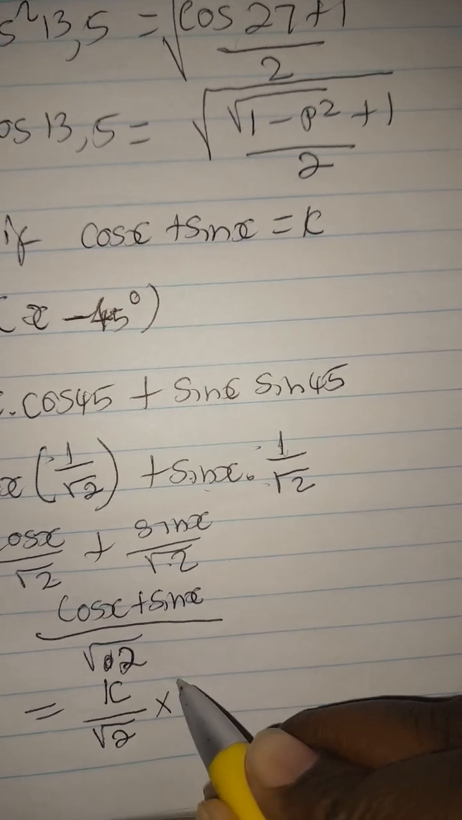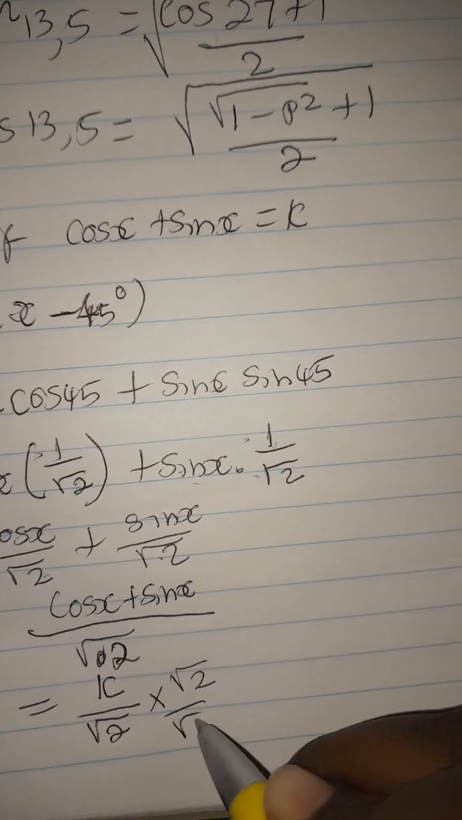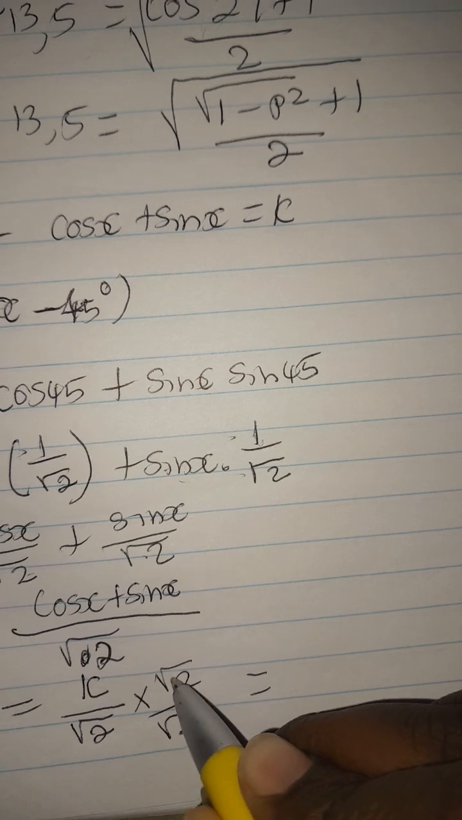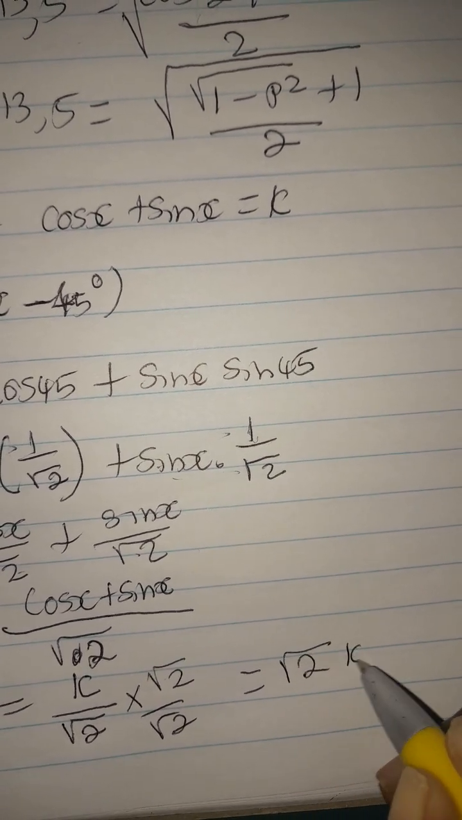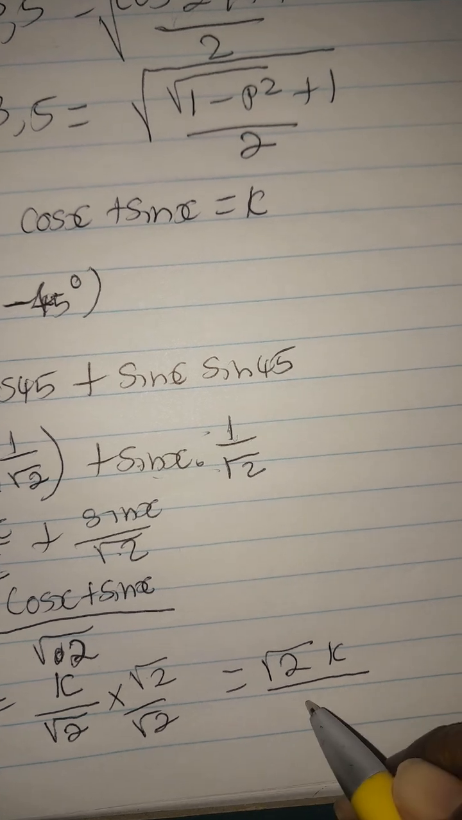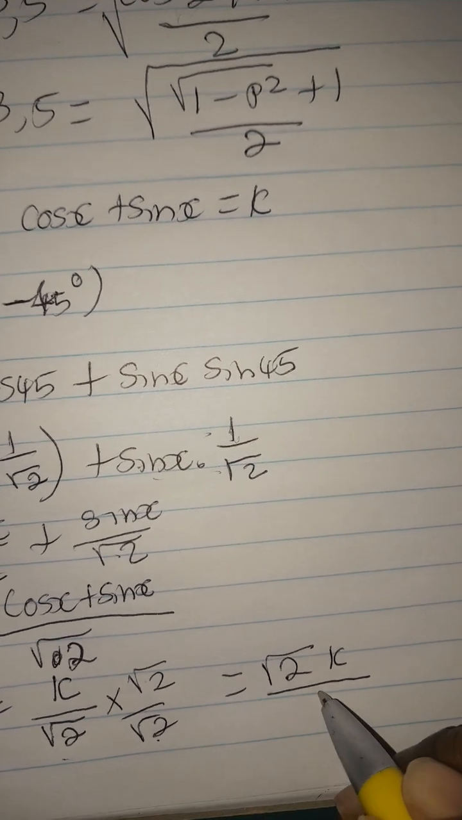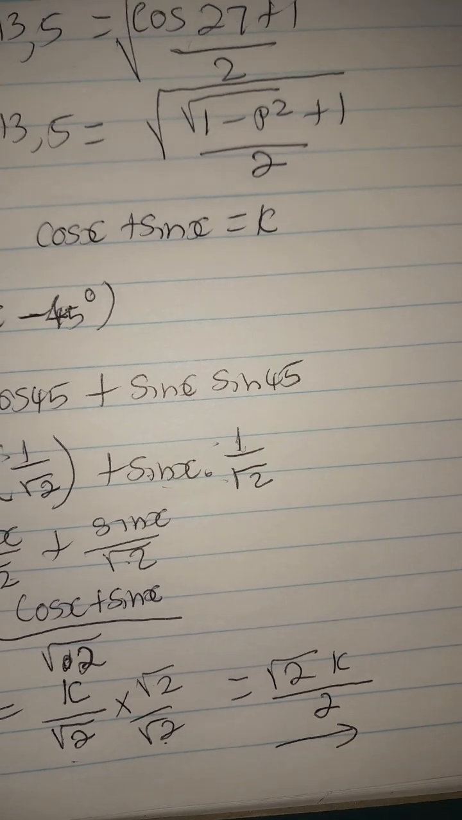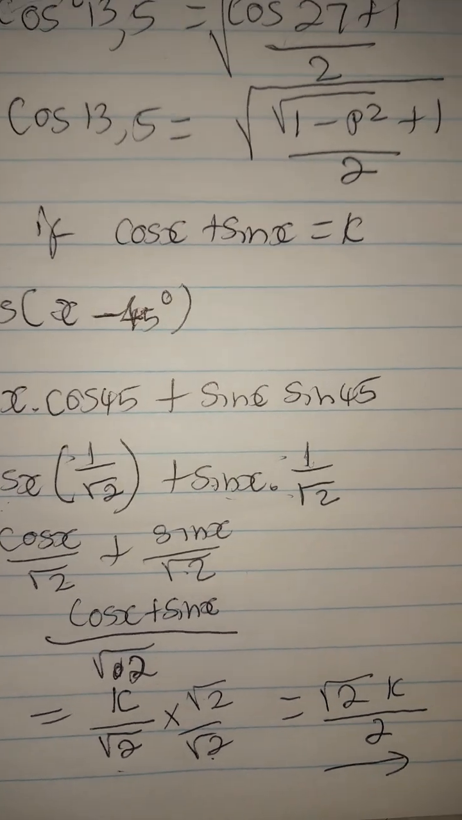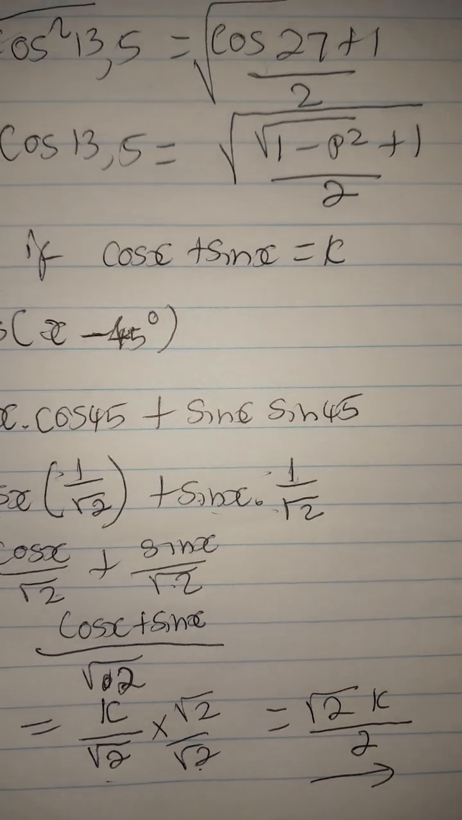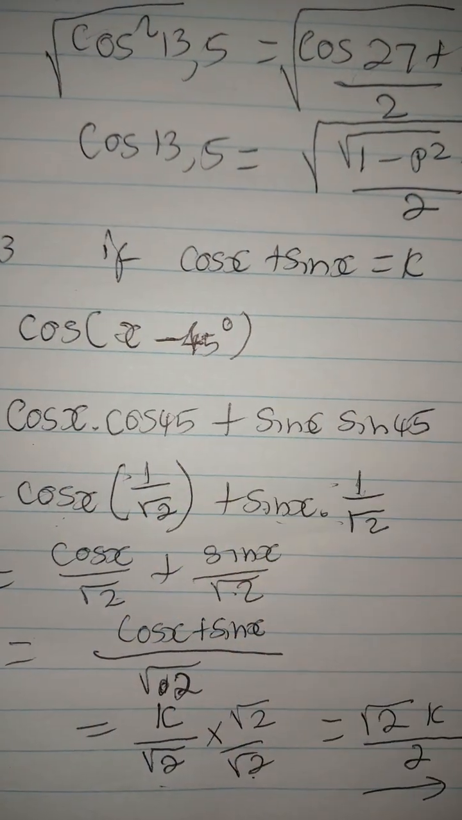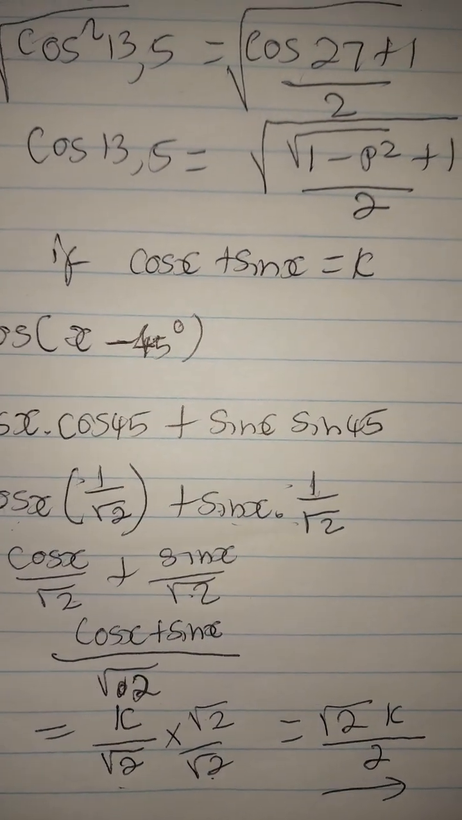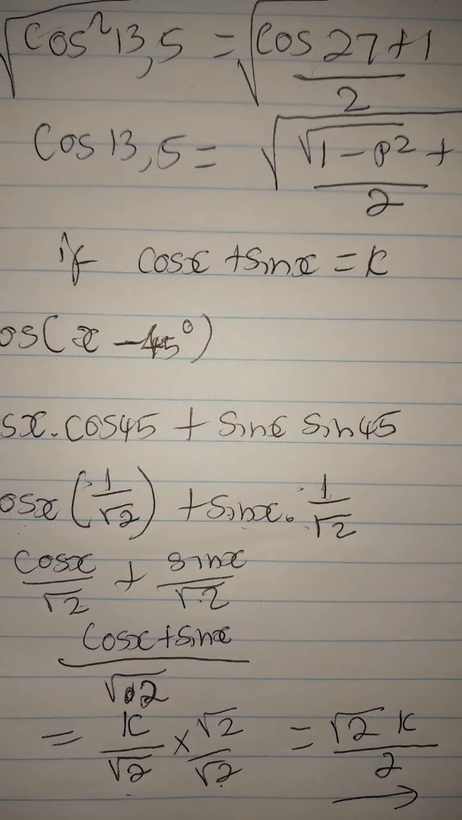Then we can rationalize this. So root 2 times k, this will be root 2k here, divided by root 2 times root 2, that will be 2. Yes, this is your solution in this case. So that's how you can express this in terms of k. Express cos(x minus 45) in terms of k. That was 4 marks, right?